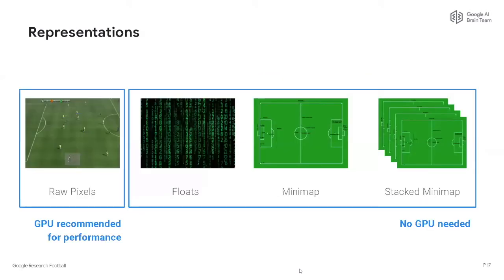Then, depending on the type of agent you train, you can use different representations of observations. We can use raw pixels. So basically you get by default a 1280 by 720 stream of pixels representing the entire screen.